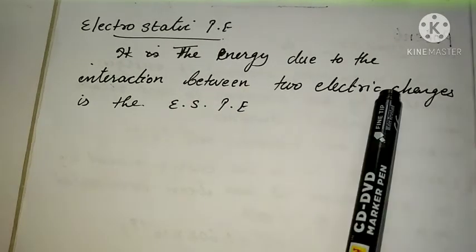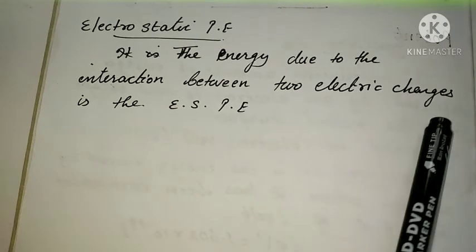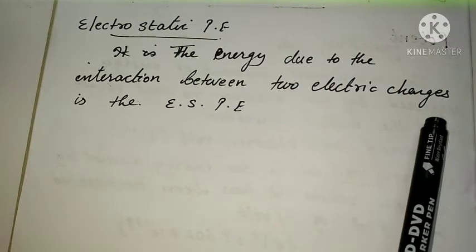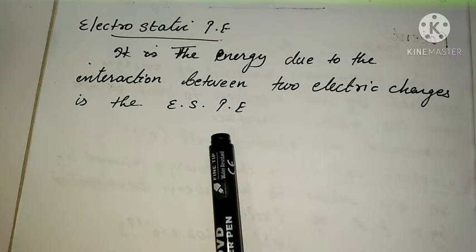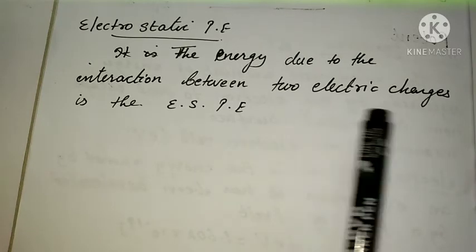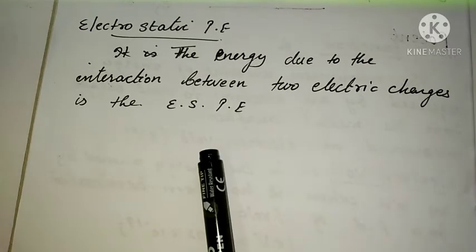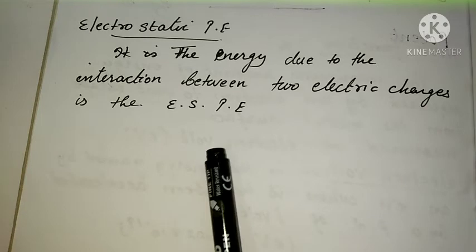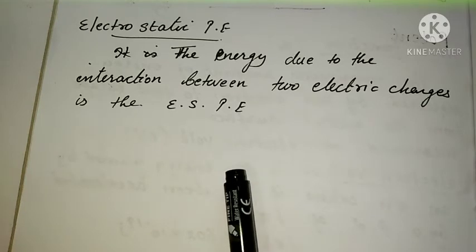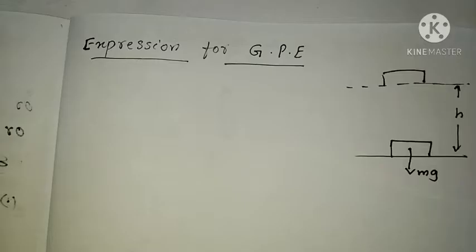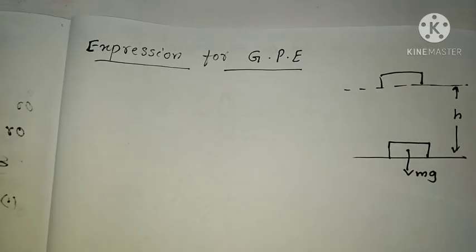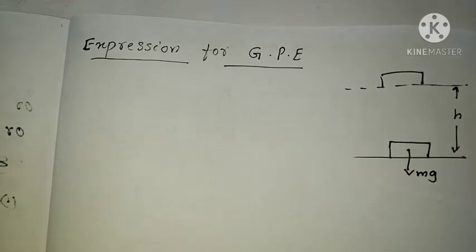Then the third one, electrostatic potential energy. It is the energy due to the interaction between two electric charges. That is the electrostatic potential energy. Clear? Expression for gravitational potential energy.